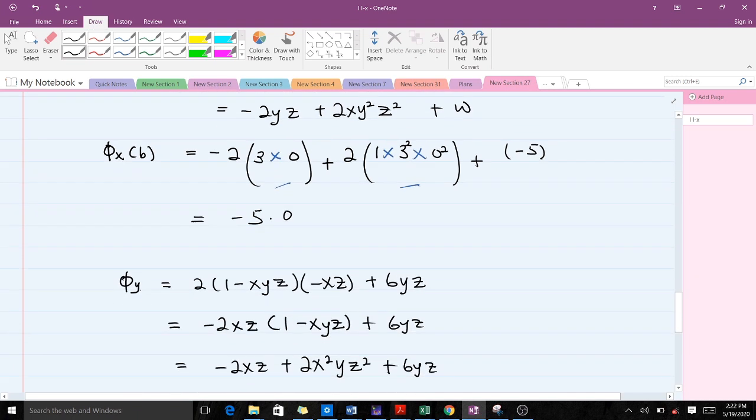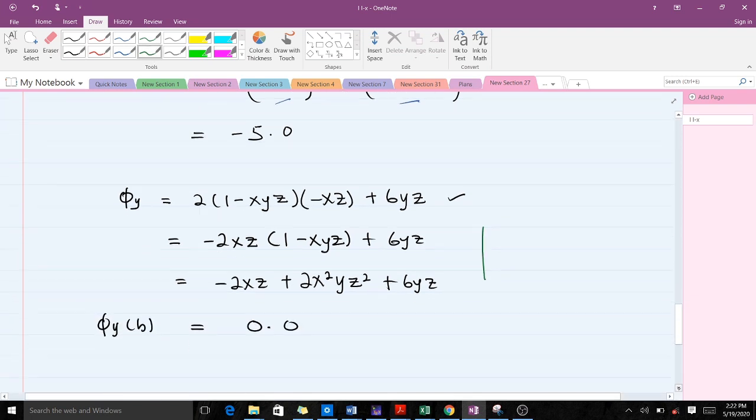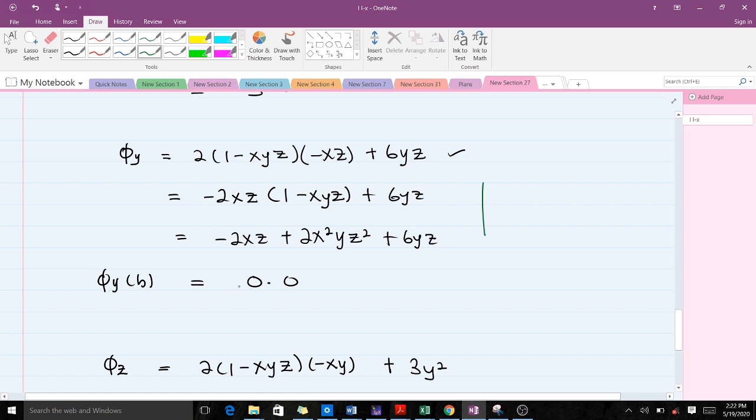So with phi y, you are going to find the partial derivative of your phi with respect to y, which is going to give you this as we have here, which can be simplified further to get whatever we have here. Then when you put in the values for b, you are going to get 0.0 because we have z here, which is 0, z squared here, which is 0, z is also 0. So it will make everything go to 0. So that means you're going to have 0.0.